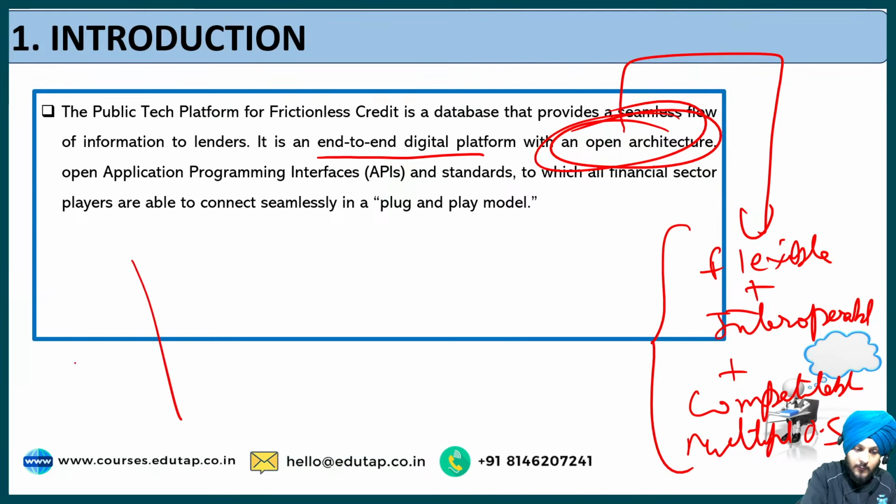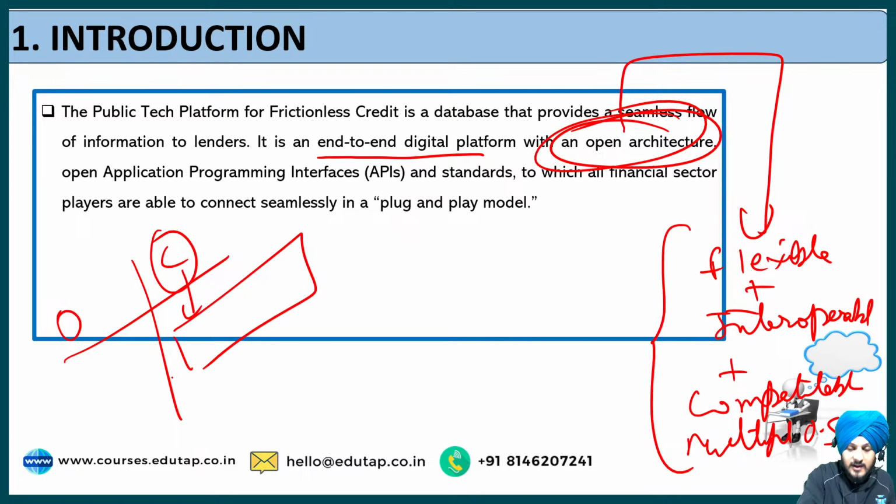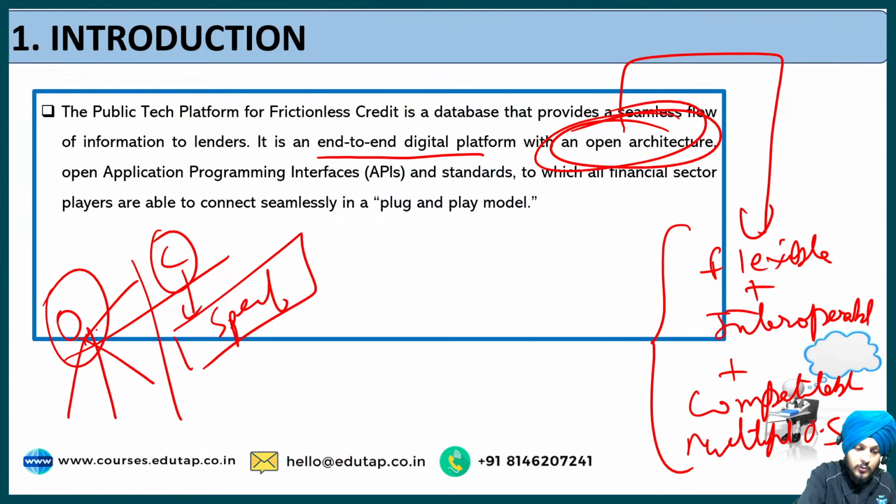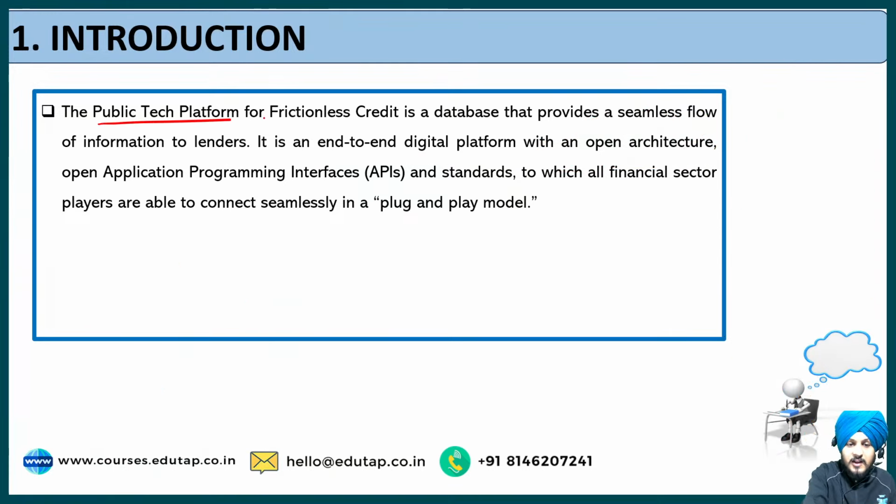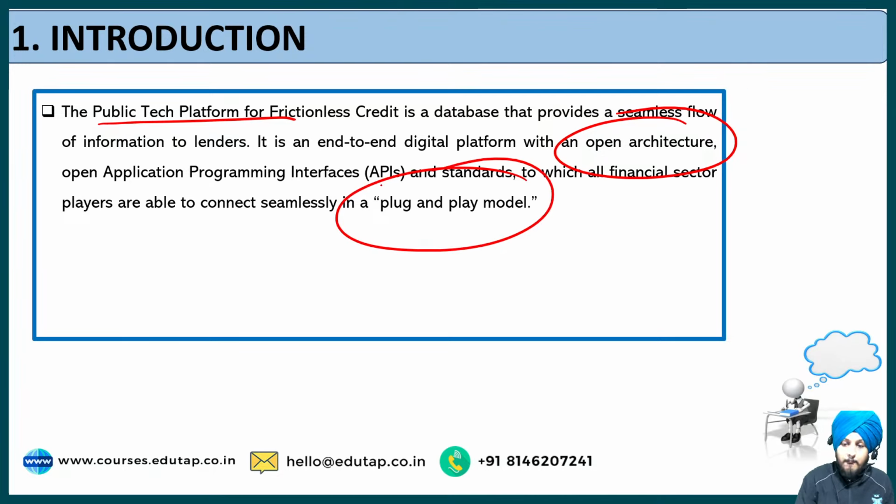See, there are two types of architectures. One is the open architecture, another is the closed architecture. The closed architecture is also known as the proprietary architecture or the proprietary software. Such software can only get linked to specific services. But open architecture is the one that can be easily integrated to different kinds of software and systems. So this is what this public tech platform is. It is an open architecture that works on the plug and play model.